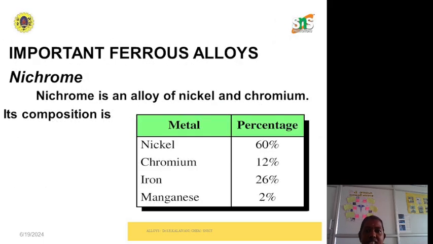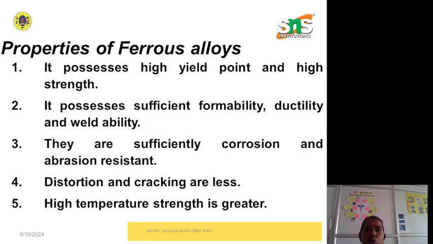Then important ferrous alloys, nichrome. Nichrome contains 60% nickel, 12% chromium, 26% iron, and 2% manganese. The main properties of these ferrous alloys are corrosion resistance and abrasion resistance. Abrasion and corrosion resistance are very essential and important properties, especially for metals. So ferrous alloys have sufficient abrasion and corrosion resistance. So nichrome and other ferrous alloys, their composition and uses, are discussed in the next class.